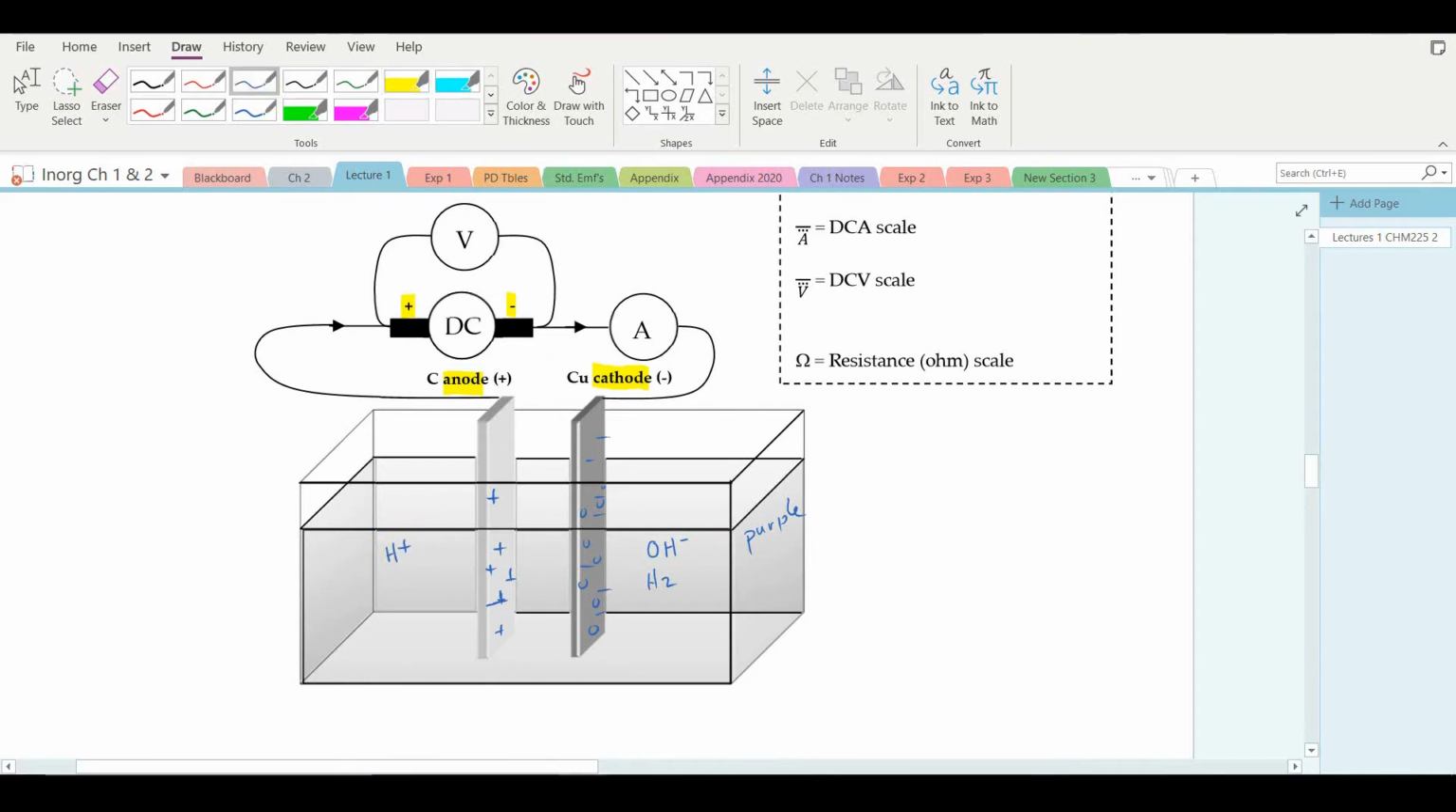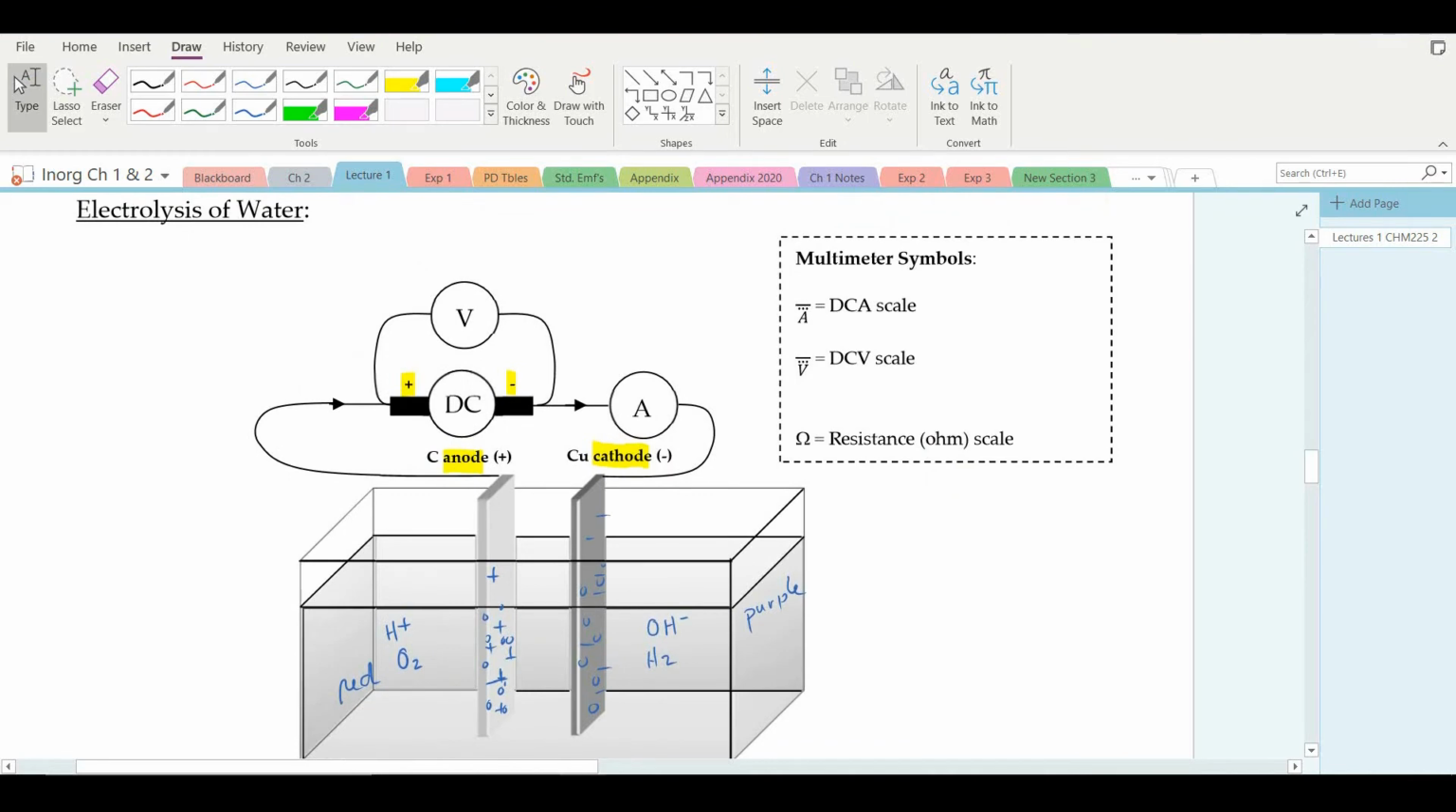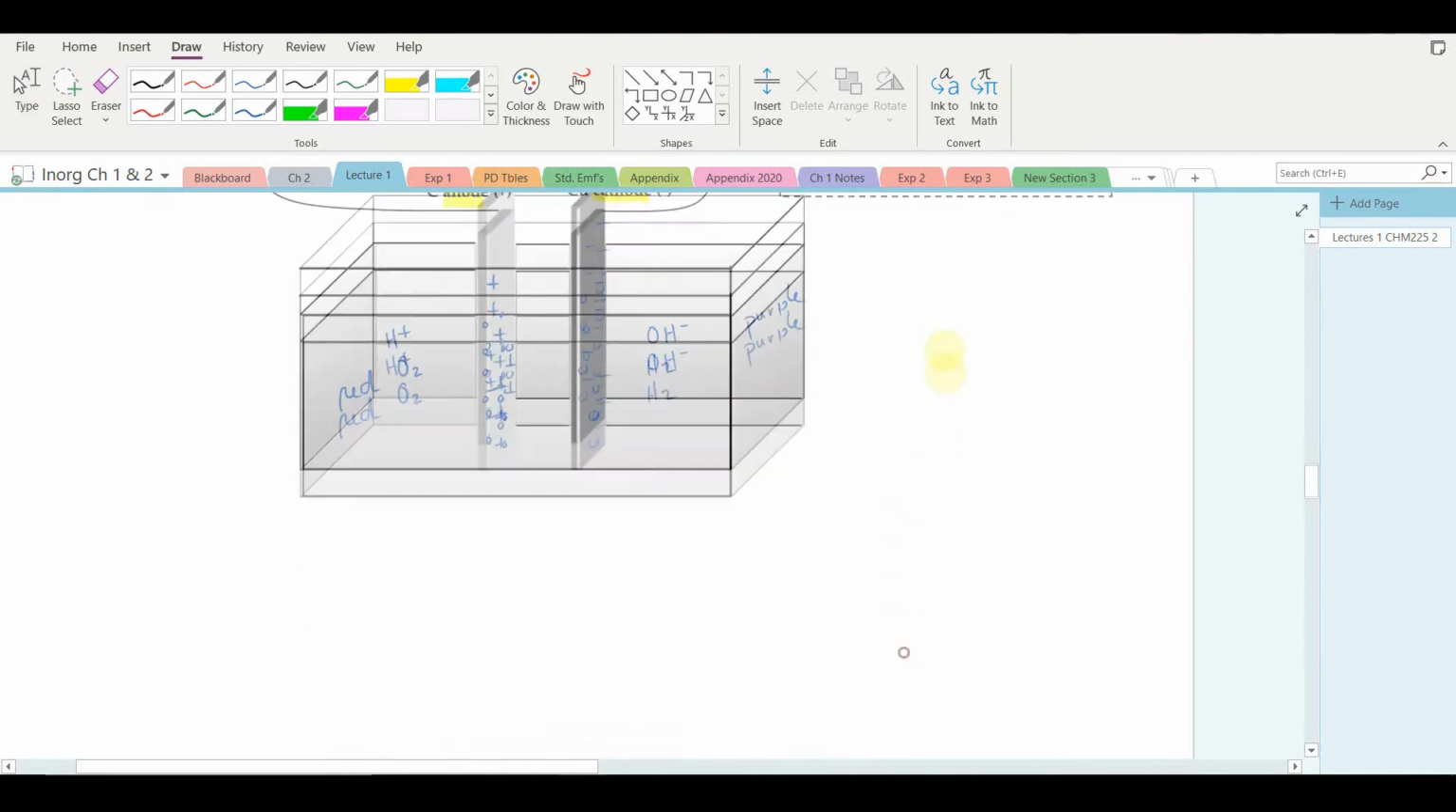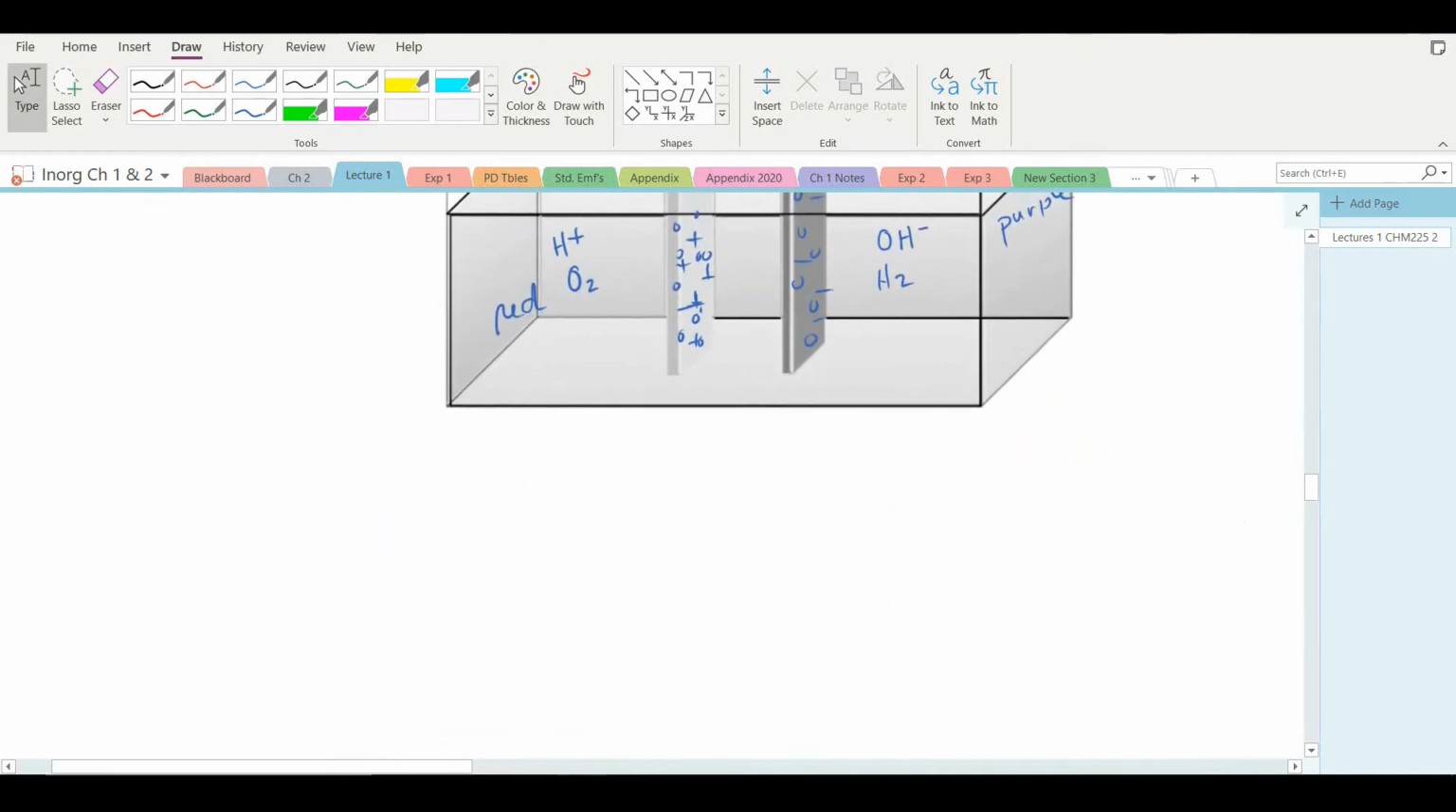Now how will you see that? Well, you see the solution will turn red because it's becoming acidic. And also we'll see, to a smaller extent, bubbles of oxygen gas formed at the surface of the carbon anode. I will explain the use of the multimeters in the lab and how we set them and what they mean. Let's go through the reactions that occur at the cathode and anode.